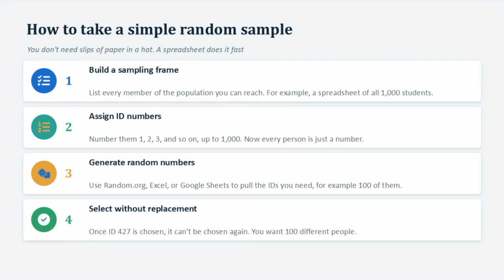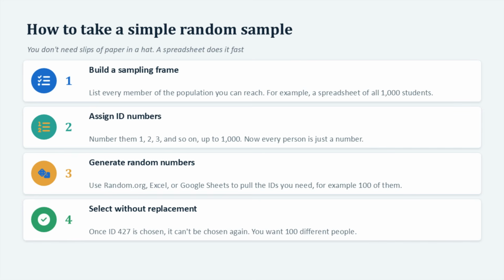So how do we actually do this? Step 1. Build what's called a sampling frame. That sounds technical, but it's really just a complete list of everyone in the population that we're able to reach. For example, maybe it's a spreadsheet with all 1,000 students listed. Nothing mysterious, it's just the list. Step 2. Assign each person an ID number. Student 1, Student 2, and so on, all the way through the full list. Now every student has a number, which makes the random selection process much easier.